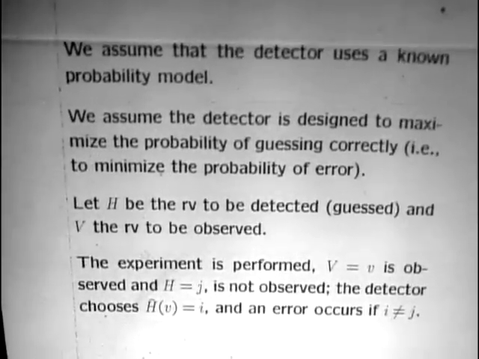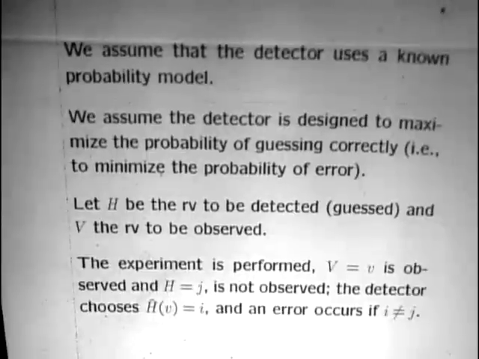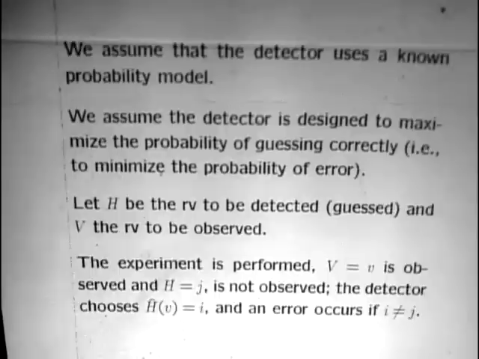We assume the detector is designed to maximize the probability of guessing correctly. In other words, it's trying to minimize the probability of error. We call that a MAP detector, maximum a posteriori probability decoding.